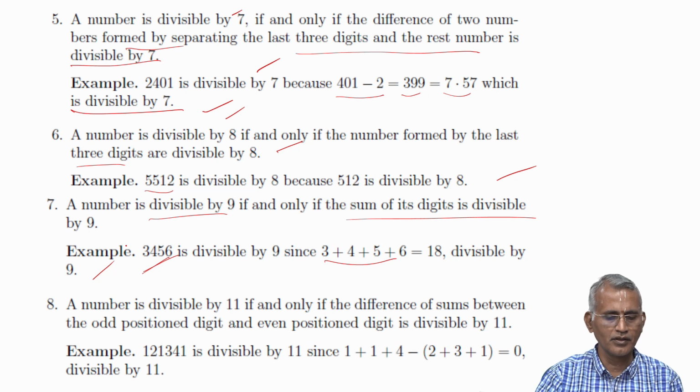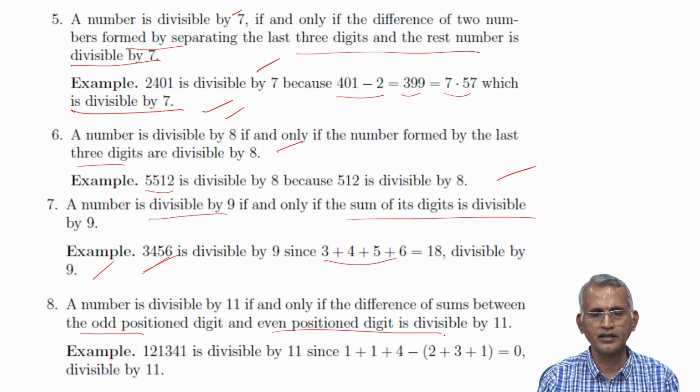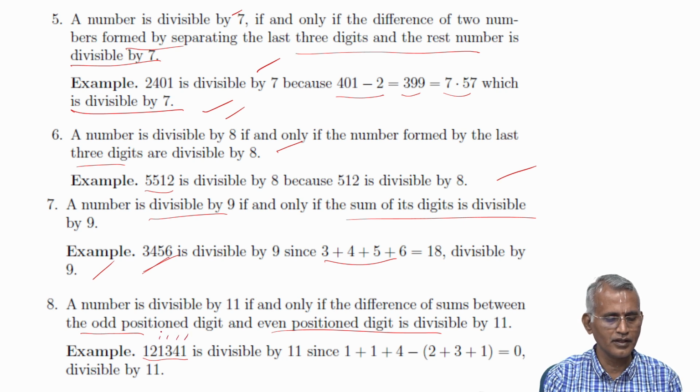A number is divisible by 11 if and only if the difference between the sum of the odd position digits and the sum of the even position digits is divisible by 11. For example, take 121341. This is odd, this is even, this is odd, this is even, this is odd, this is even. So these are all the positions.